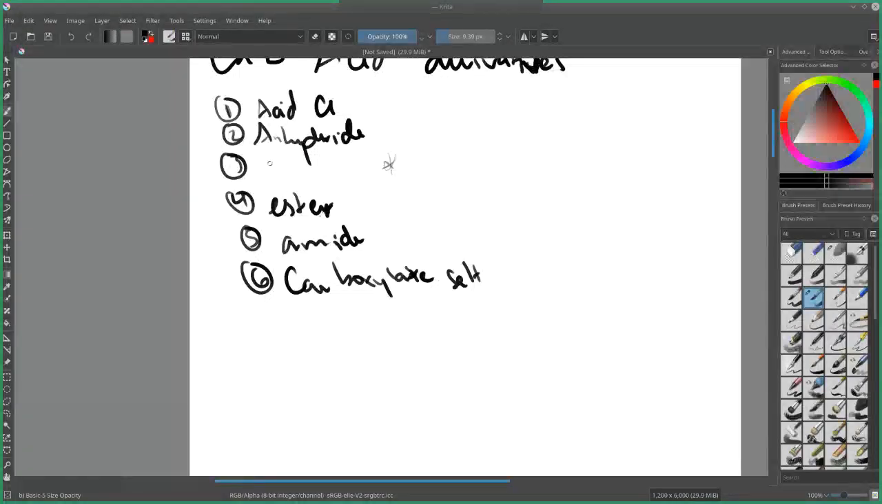Bonus points for whoever invented nitrile. Oh, okay. Maybe I should have included nitrile. How about I put nitriles over here separately? Thioesters? Yeah, there we go. So thioesters are also another one.